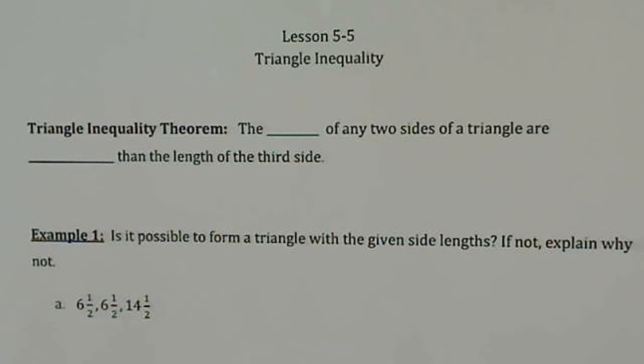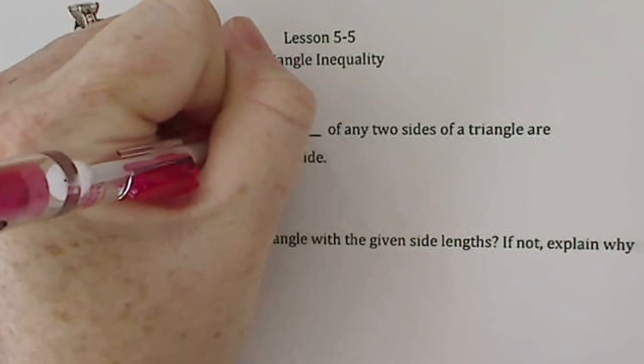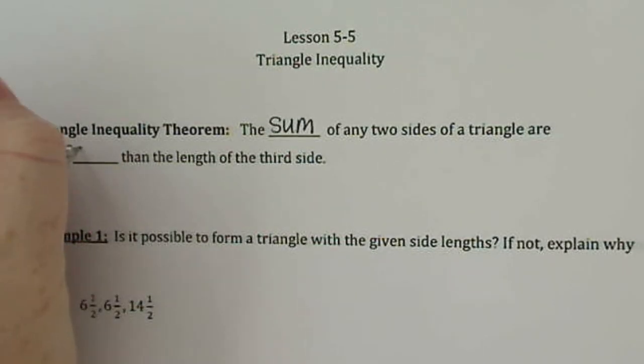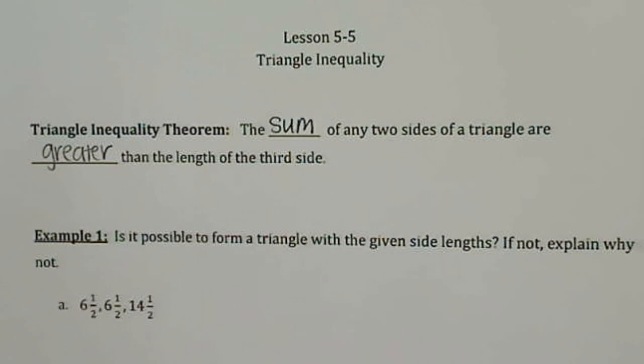Lesson 5.5, Triangle Inequality. This lesson is really short. We have one theorem, the triangle inequality theorem, and it states that the sum, which remember means adding, of any two sides of a triangle is greater than the length of the third side. Basically, any two sides, no matter which two they are, you add them together, they will equal a greater sum than the last side.